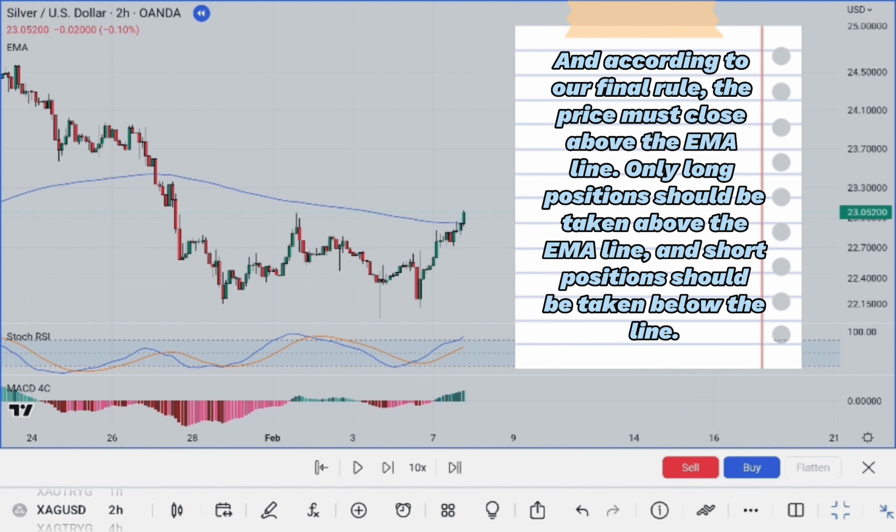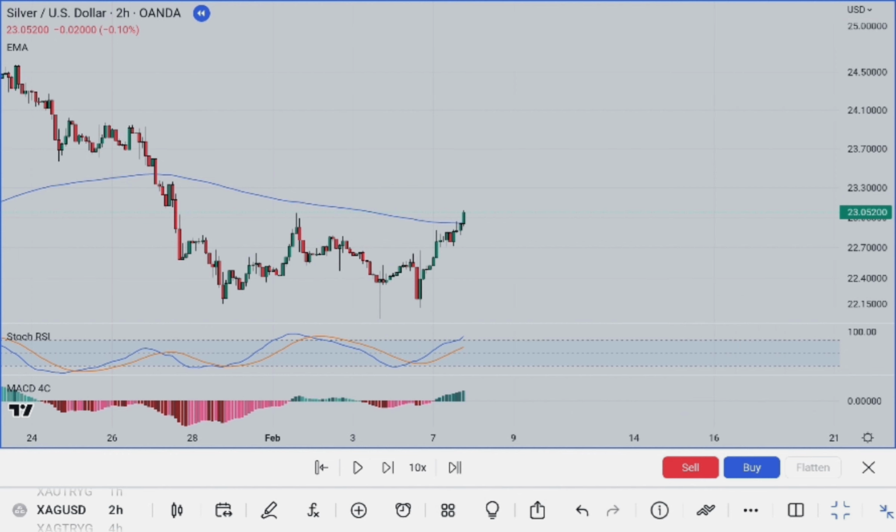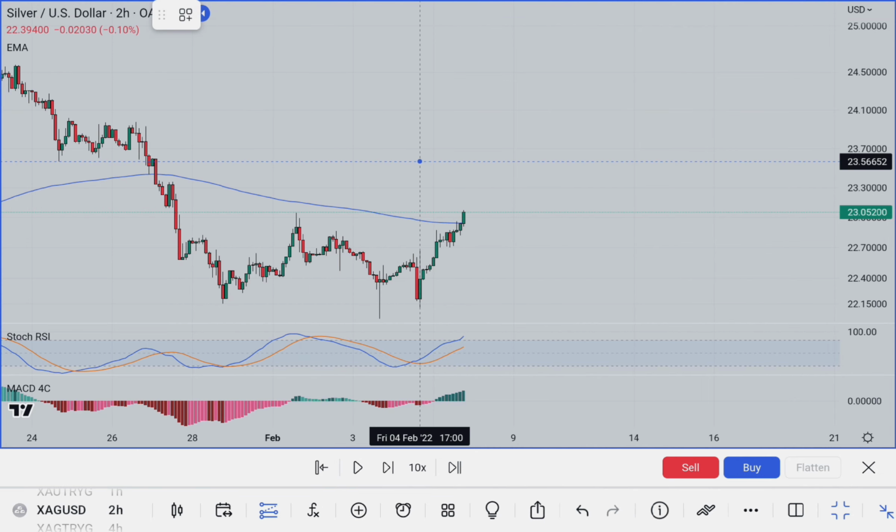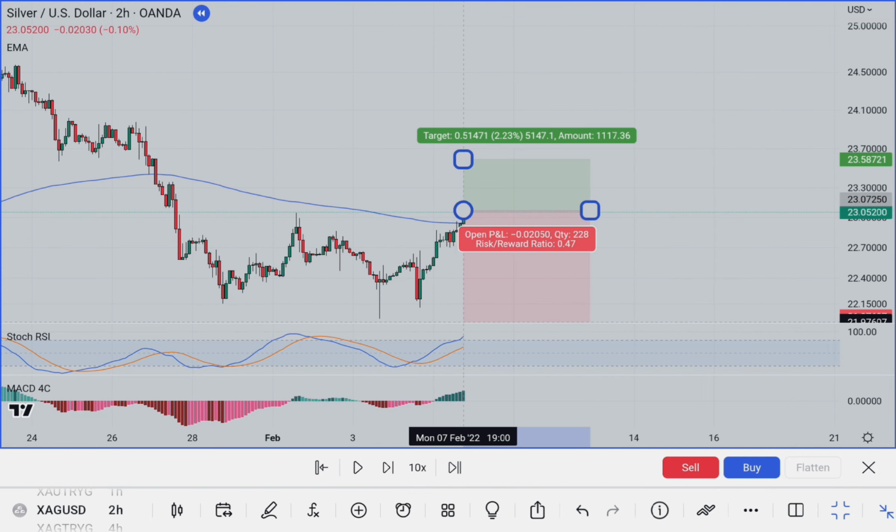And according to our final rule, the price must close above the EMA line. Only long positions should be taken above the EMA line, and short positions should be taken below the line.